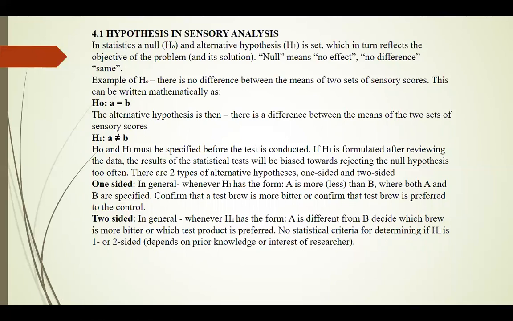So there are two types of alternative hypothesis, one-sided and two-sided. One-sided is used whenever H1 has the form A is more than or less than B, and before the test we specify, for example, to confirm that the test brew is more bitter, or to confirm that the test brew is preferred to the control. Two-sided is used whenever H1 has the form A is different from B, without deciding which brew is more bitter, or which test product is preferred.